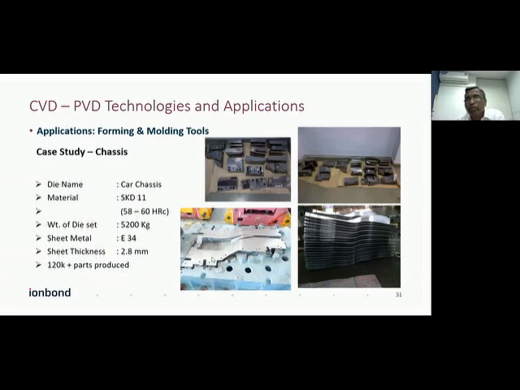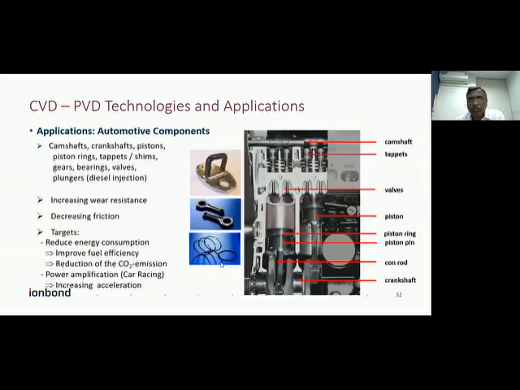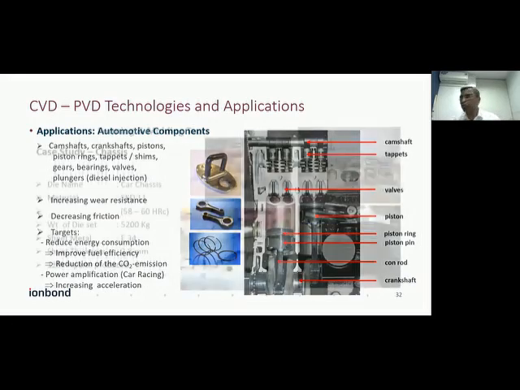This is the component being produced through this die. Here the sheet metal is E24 with a thickness of 2.8 mm. So here we have already produced 1,20,000 components, and still the die is running. These are a few applications with respect to forming and molding.